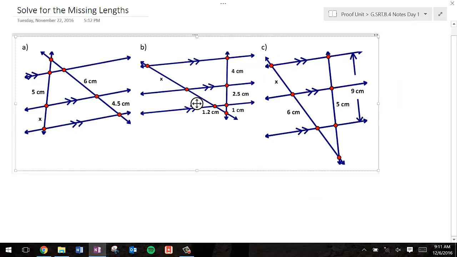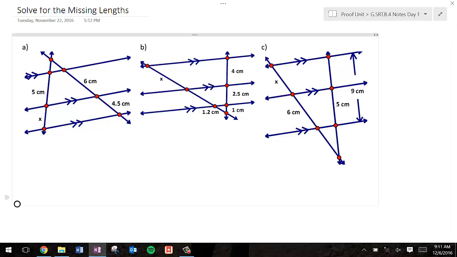Now we're going to use this idea to find the missing lengths of these figures. I'm going to do the first one, and then I'm going to pause the video and let you do number 2 and 3. One thing to remember: if you notice there are decimals all over the place, don't be afraid of decimals. That is perfectly fine.